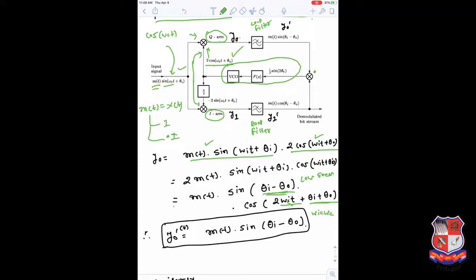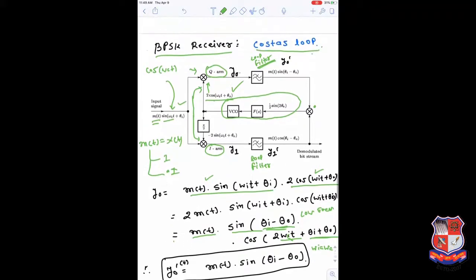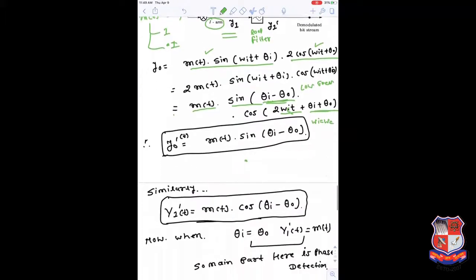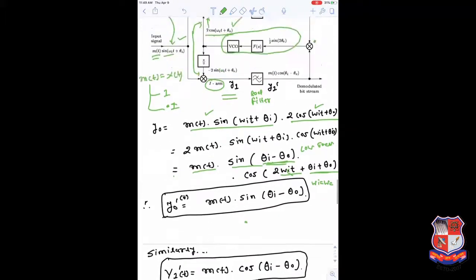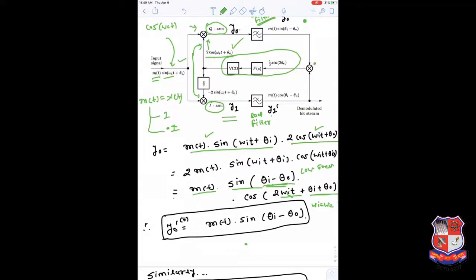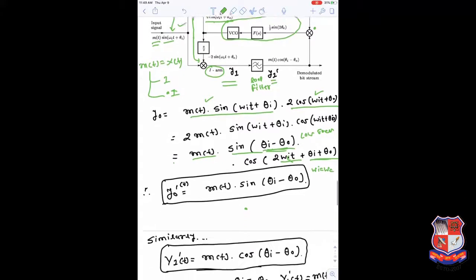Both are multiplied, and we get two components. The component which passes through this loop filter is the low frequency component, m of t sin(θi − θ0). It will pass, and this is finally available here. A similar expression can be written for the I arm. For the I arm, let's define the output after multiplication as y1, and after the filter as y1 dash.